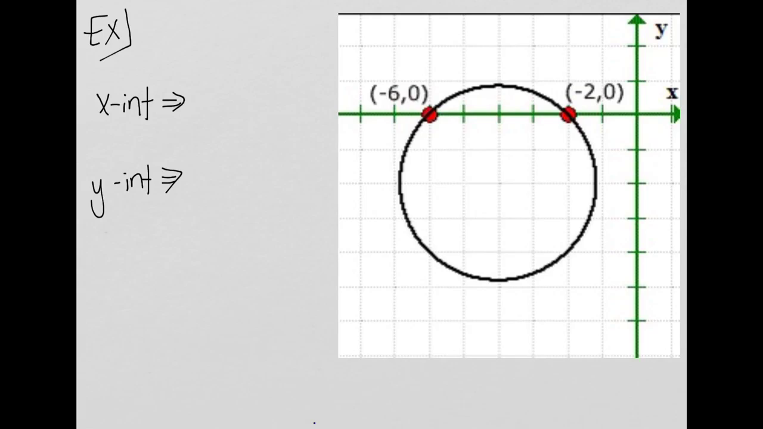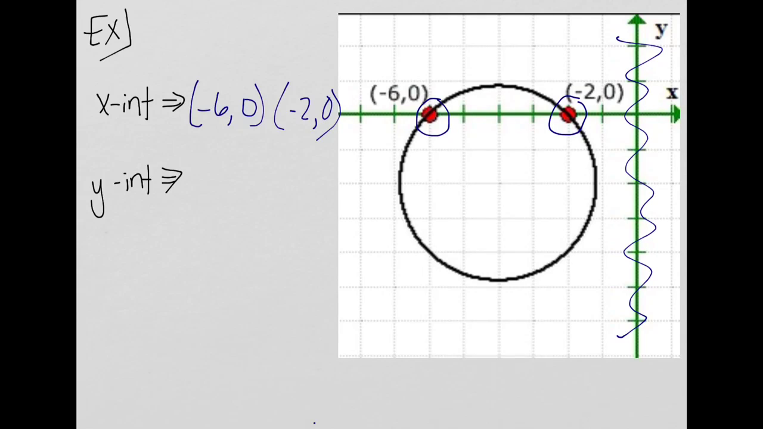But it is a graph we can look at nonetheless for intercepts, and they've actually pretty much spelled them out for you right here. So I'm crossing here, and I'm crossing here. Those are x-axis intercepts. So those are my two x-intercepts, and they already wrote them out for us, (-6, 0), (-2, 0). But again, my y-axis is right here, and my circle is nowhere near touching that axis, so I don't have any y-intercepts, so we're just going to put NA or none.